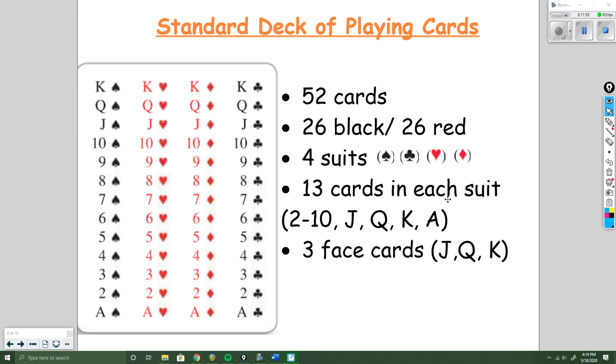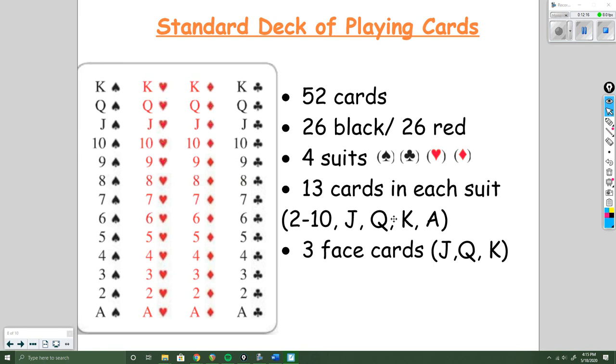There's 13 cards in each suit, so every suit has the same amount of cards. And the cards are as follows. We have 2 through 10. We have Jack, Queen, King, and we also have Ace. Depending on the game, Ace might be the lowest ranking card, or the highest ranking card, or maybe it plays a versatile role.